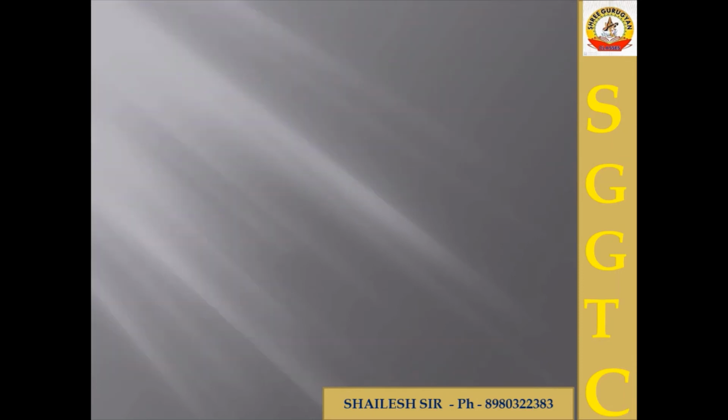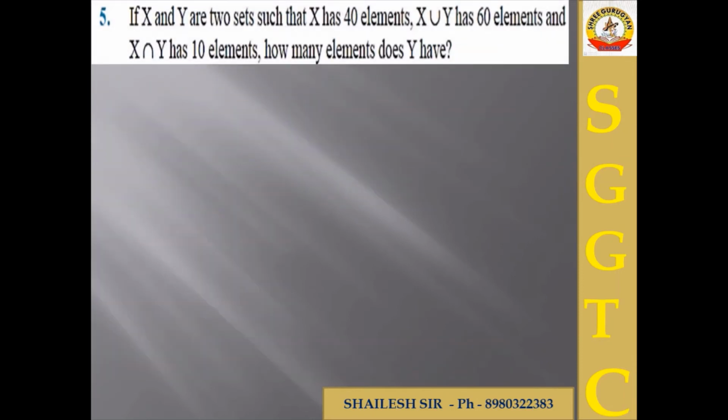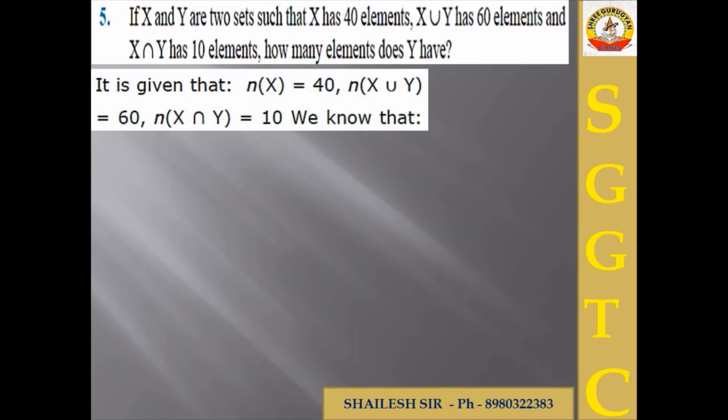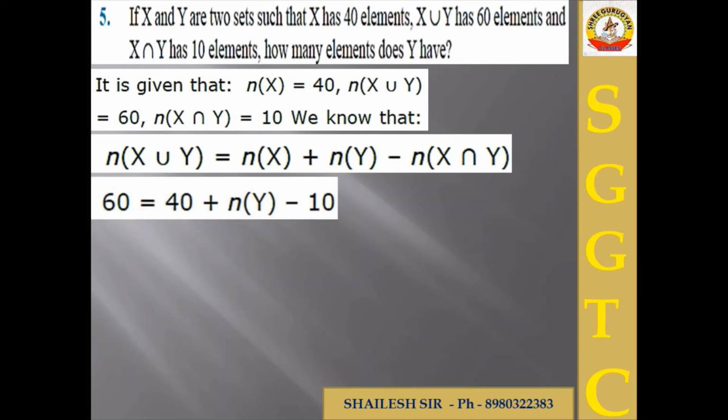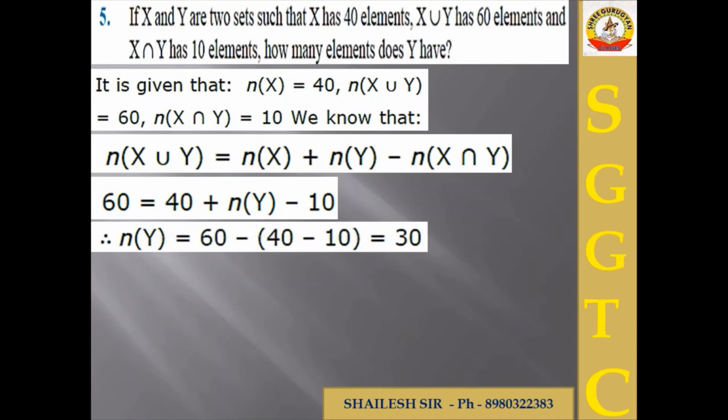I go to the next question, number 5. Same type of question is given. N of X is 40, N of X union Y is 60, and X intersection Y is 10. My target is how many elements does Y have? Same formula, same putting in values: 60 is equal to 40 plus N of Y minus 10. Further calculating, you get the answer 30.